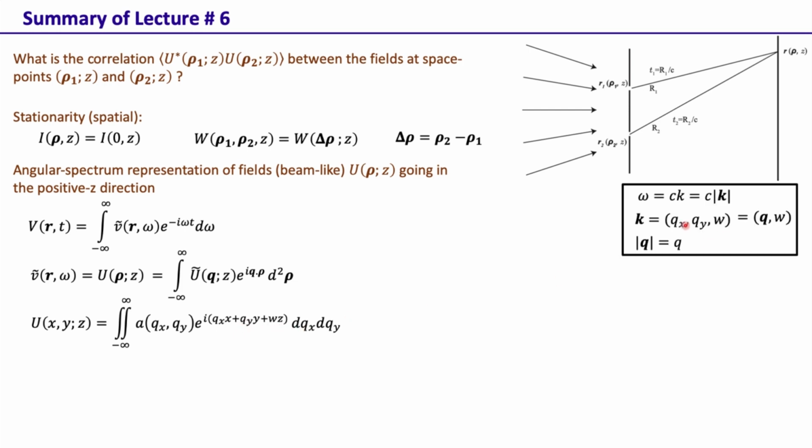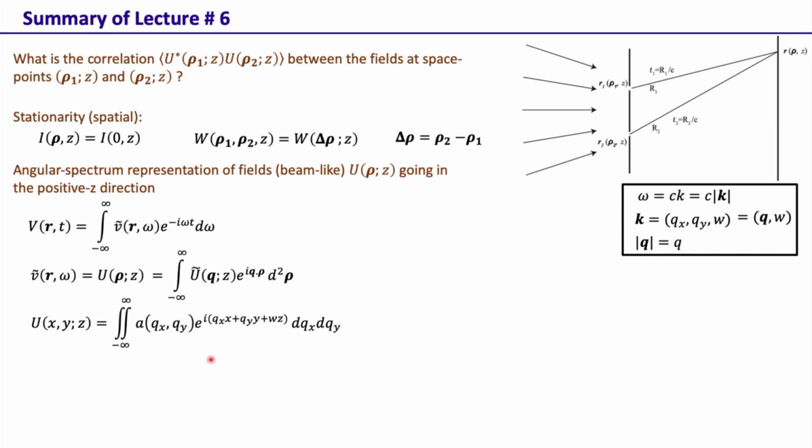Just to remind, the mod of this wave vector k is related to the frequency through ω equal to ck, and this k is a three-dimensional vector. We write that as (qx, qy, w), which is what we have here. This (qx, qy) forms a two-dimensional spatial frequency vector, and of course there is this z component, and the mod of q we write as this non-bolded q.